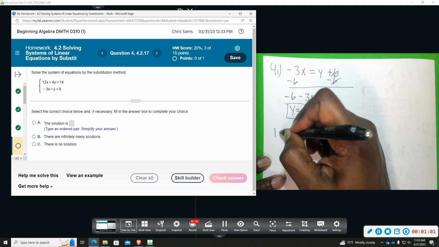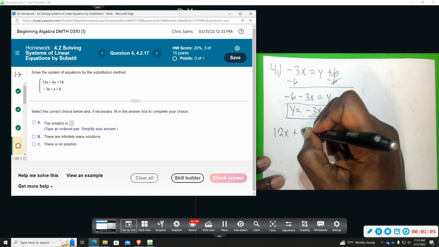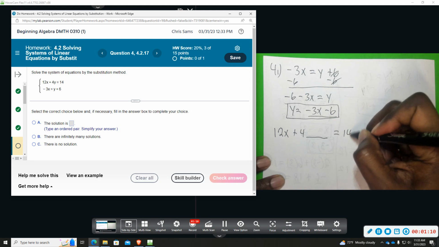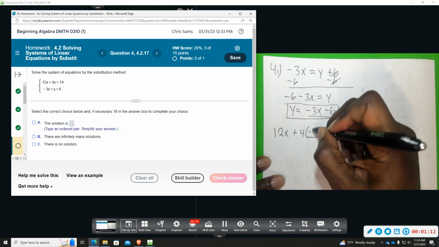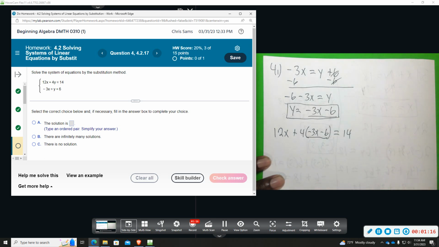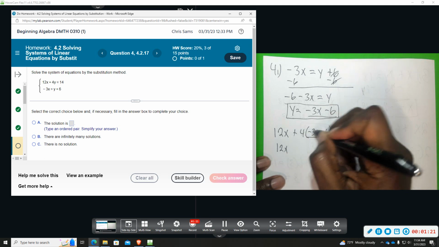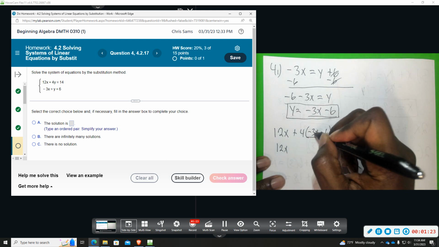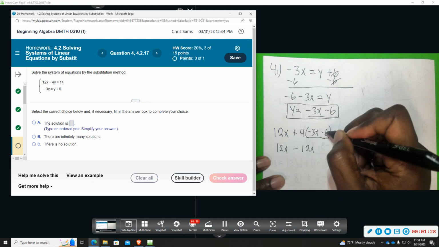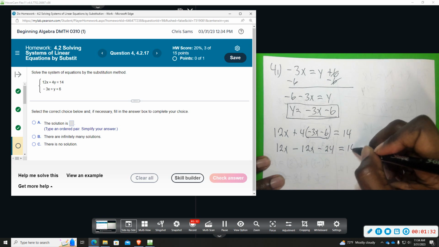So I have 12x. I'm going to go ahead and plug it in. 12x plus 4 times y equals 14. So in the place of y, negative 3x minus 6. And then we're going to solve. So I got 12x. Distribute the 4. This is a negative, so I'm going to write minus 12x. Distribute the 4, minus 24 equals 14.